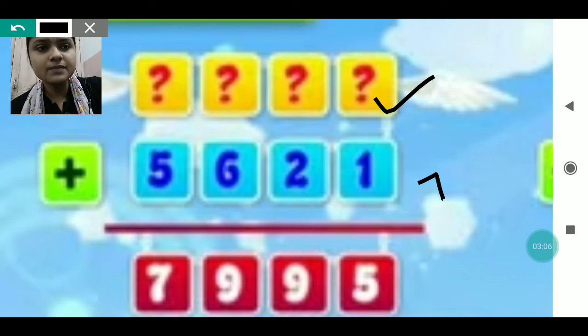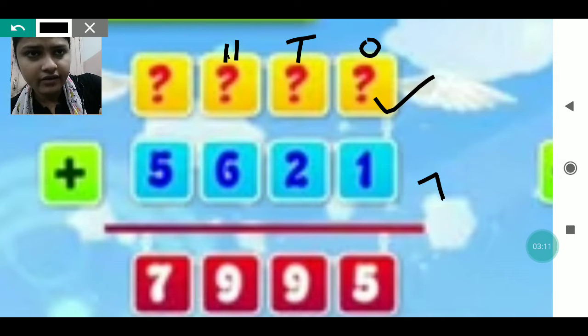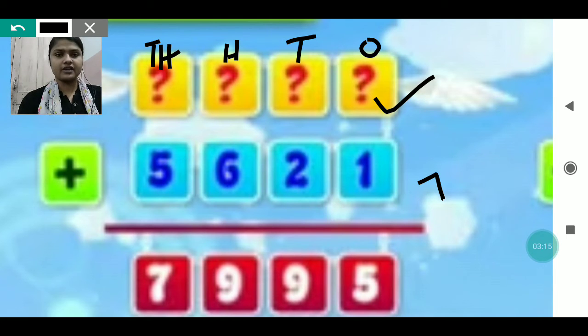Like the ones place, here also we will start. This is the ones, tens, hundreds, thousands. So from the ones place only you will start, not from the thousands place. It's not like that for missing numbers; we will start finding from the ones place.